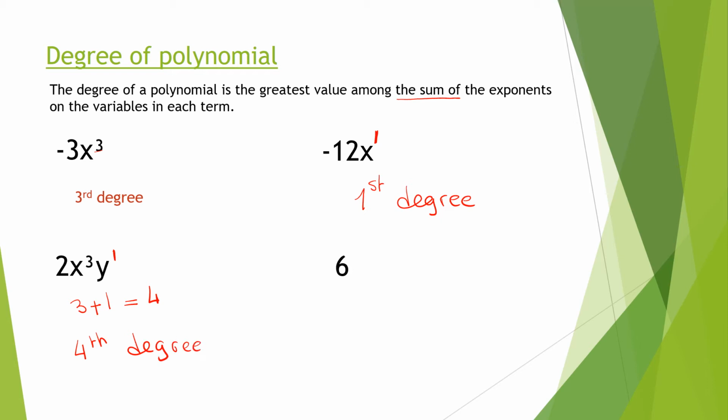So it's 4. So it's the fourth degree. As for the 6, do I have a variable here? No, I don't have a variable. So any constant with no variable means it has an x with power 0, or any variable with power 0. Because we said before, anything with power 0 is 1. So here it's 0 degree, or it has no degree. So any constant has 0 degree.